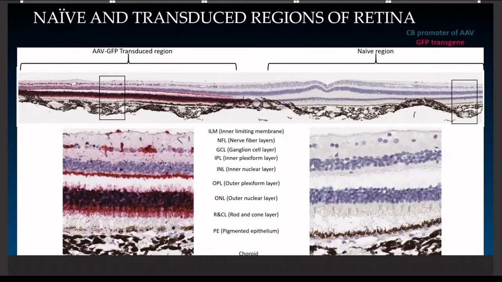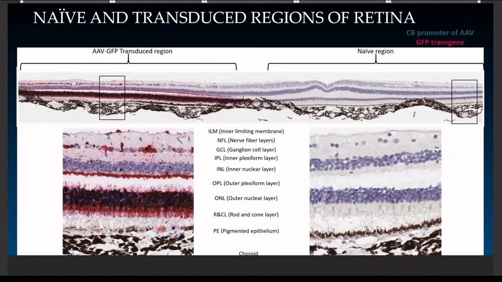So here's an example where, as I mentioned, part of the retina was injected with the AAV therapy and part was naive injected or injected with control. And as you can see, only the injected region shows the expression of the transgene and the vector using our RNAscope DUPLEX assay. So all these layers are your retinal layers, and you can see that in red is your GFP transgene, which is abundantly expressed in these different layers of the retina.